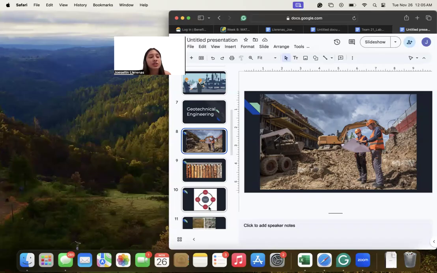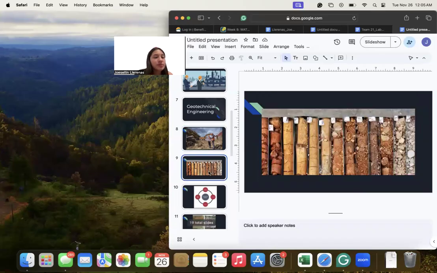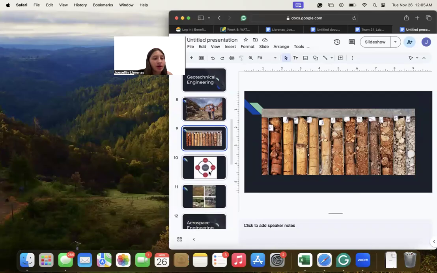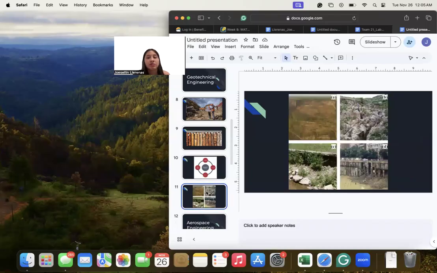Some questions that they are commonly asked are which types of rock are more harmful to the structure during an earthquake. Some common problems that they face is soil erosion, which you can see right here in these pictures, some examples of soil erosion. And this causes a risk to the structure's stability.